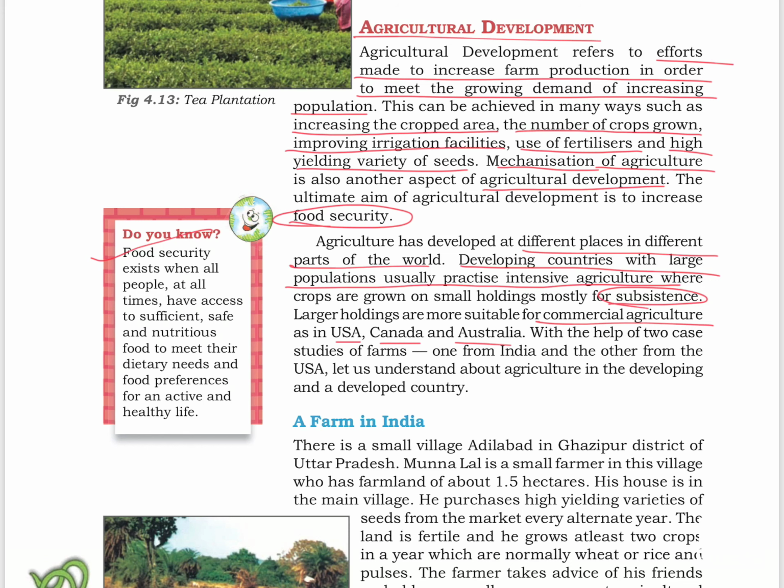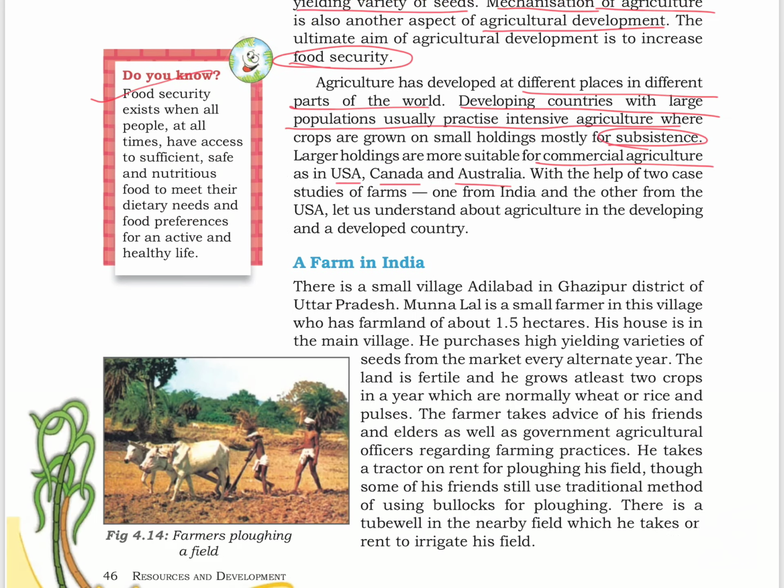Food security exists when all people at all times have access to sufficient, safe and nutritious food to meet their dietary needs and food preferences for an active and healthy life. And then we have two case studies, one in India and the other in USA.